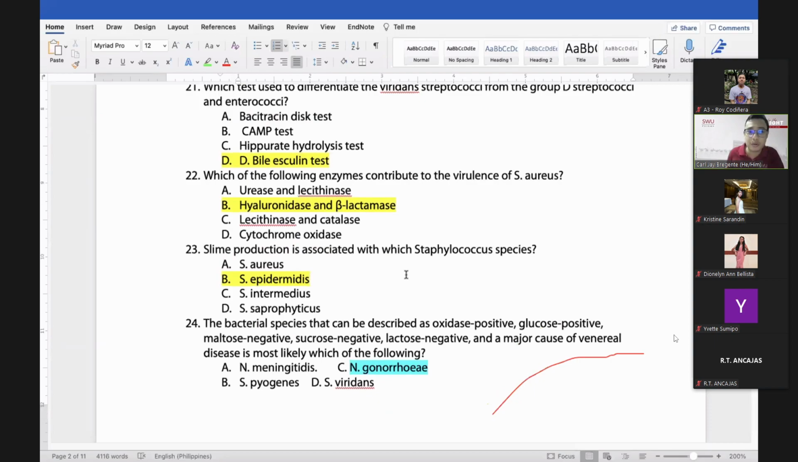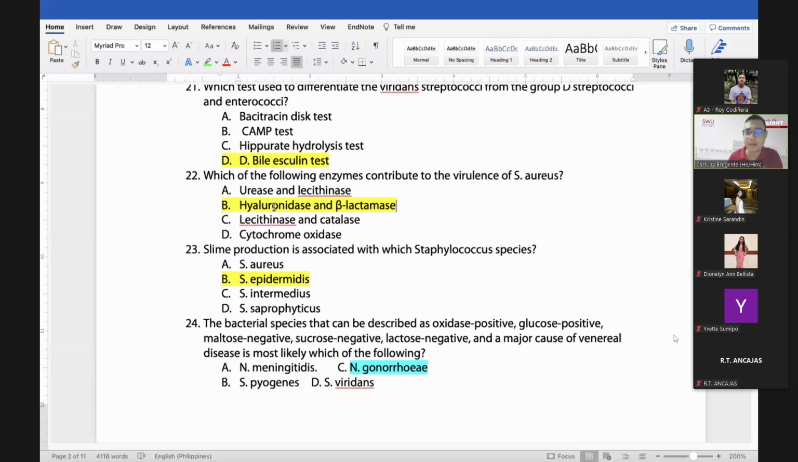Number 22, which of the following enzymes contributes to the virulence of Staphylococcus aureus? So the choices, urease and lecithinase. Urease and lecithinase are not part of the Staphylococcus aureus virulence factors. Hyaluronidase and beta-lactamase can be. Catalase, possible. Cytochrome oxidase is not part of Staphylococcus aureus. So this is the best answer.